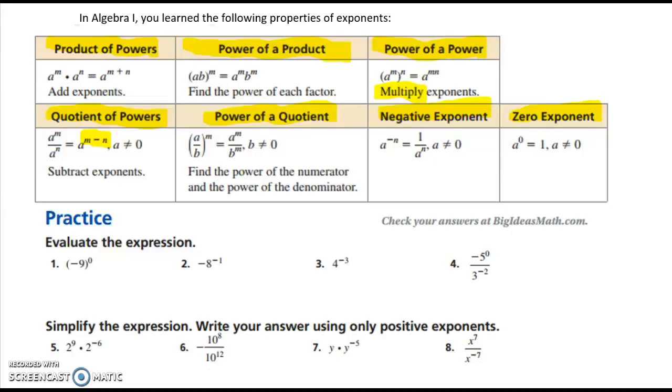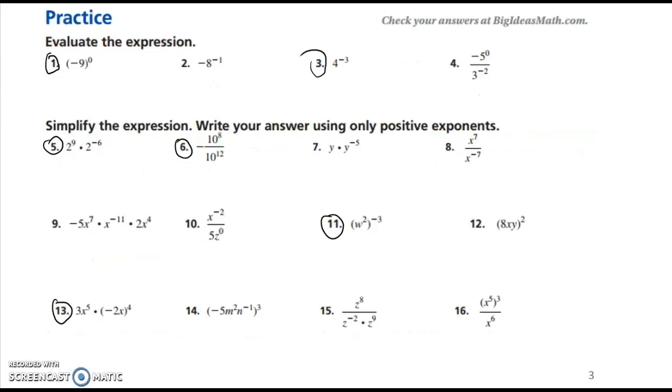So let's practice a few of the problems. Let's complete the circled problems together with this video. Number 1, anything to the zero power, it's a rule as written above, is 1. And that's it. Number 3, we have a negative exponent. So what we'll do is we'll bring it to the denominator, and then the exponent turns positive. And then you can figure out that 4 cubed will be 64.